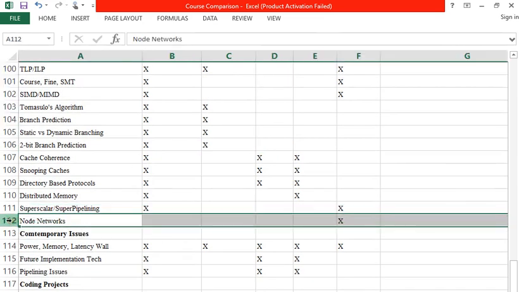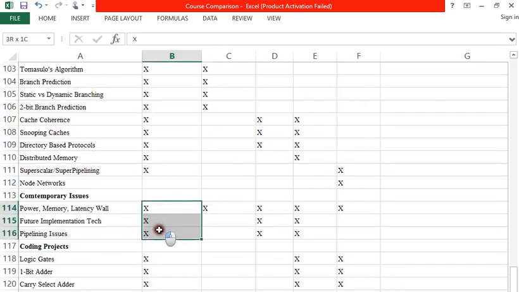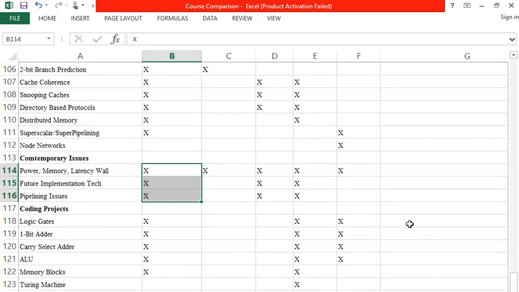And node networks, if I had another week, I would have gone into node networks, but basically it's how do you have multiple processors communicate with each other, especially butterfly networks, things like that. I just didn't really have the time. But the reason we didn't have the time is because we covered all this, which I think is much more important in an advanced digital systems course. Contemporary issues, power, future implementation, and pipelining issues, pretty much covered everywhere.